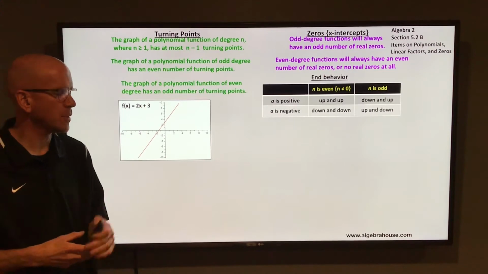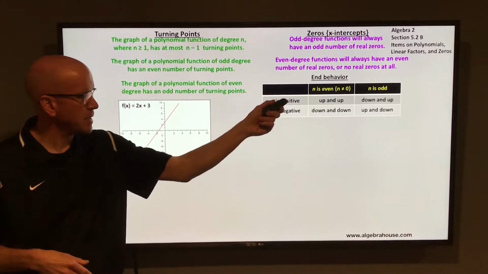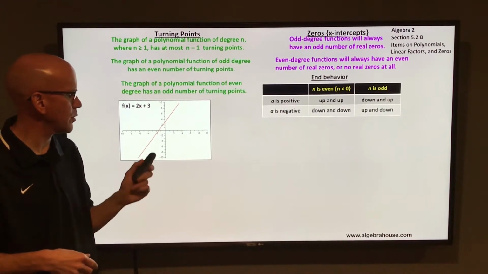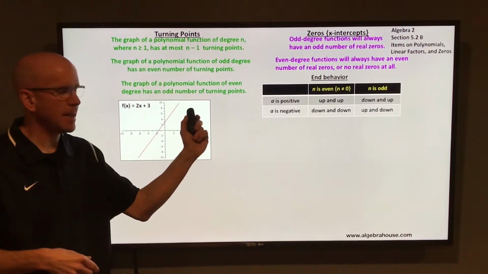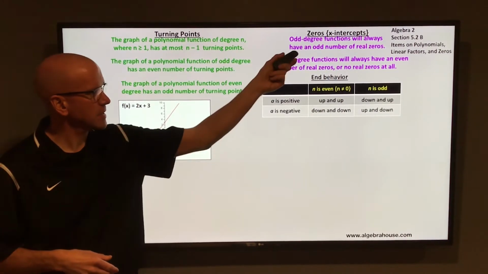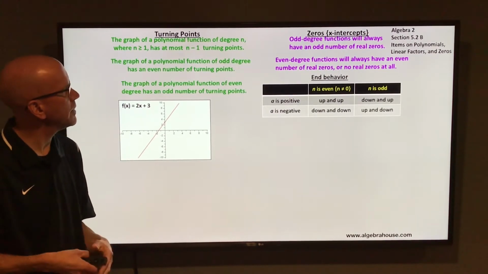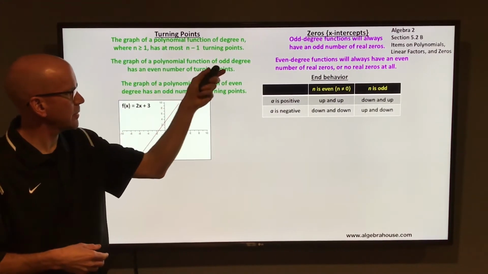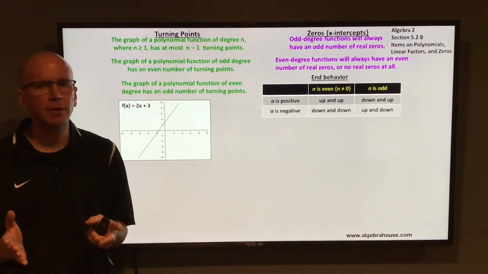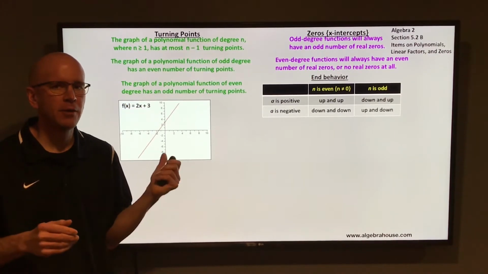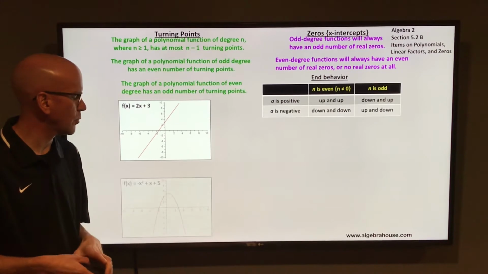For f of x equals 2x plus 3, starting with the end behavior. Leading coefficient is positive, the degree is odd, it's down on the left side and up on the right side. As far as the x-intercepts go, that is an odd degree function, has just one x-intercept. And for the turning points, the graph of a polynomial function of odd degree has an even number of turning points, or I said it could have none at all, and that's the case here. This has no turning points.